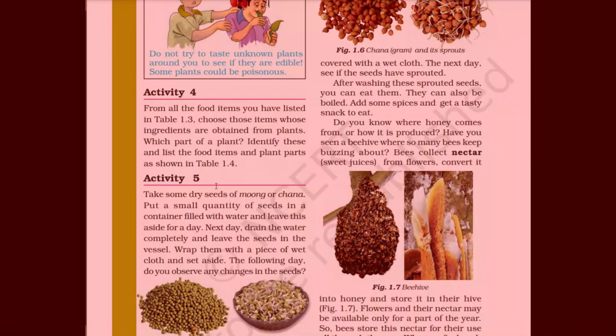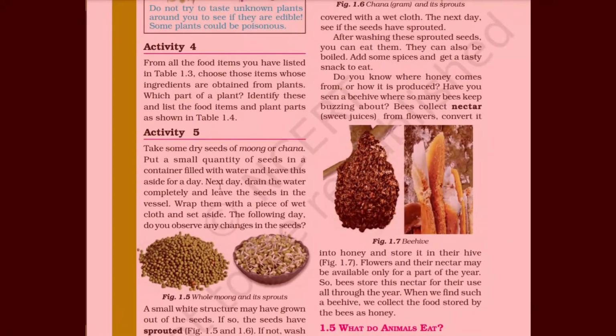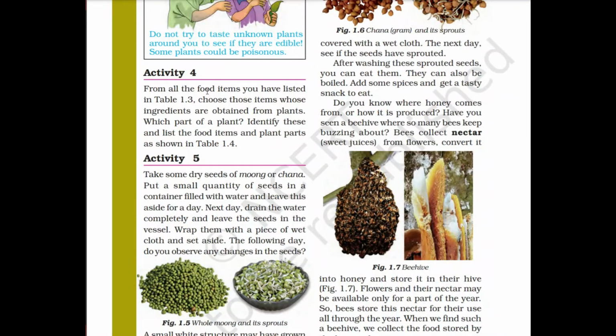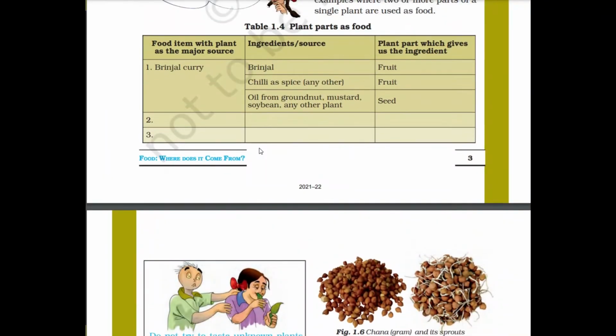Activity 4, and then activity 5, and then more activities. Why are there so many activities? From all the 4 items you have listed in table 1.3, choose those items whose ingredients are obtained from plants. Identify which part of the plant each comes from, and list the 4 items and plant parts as shown in table 1.4. So again, do this if you want.